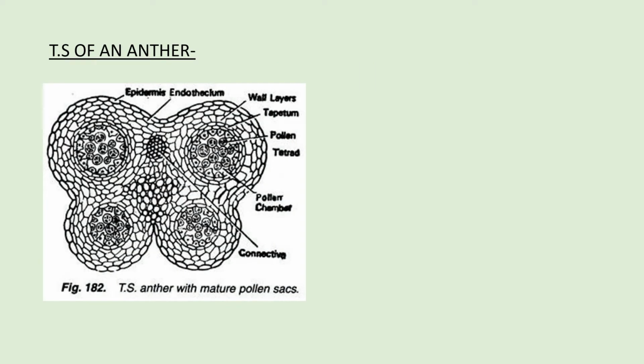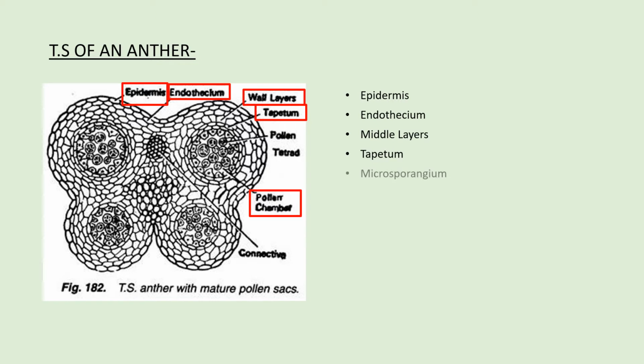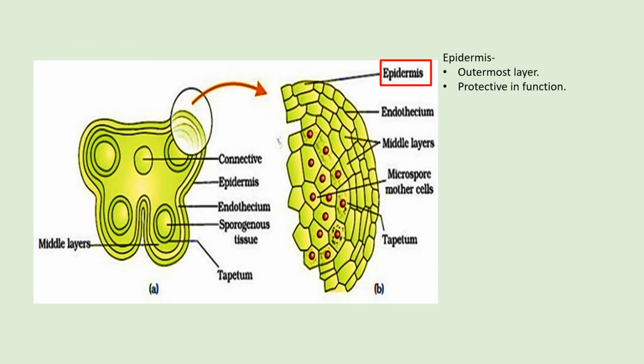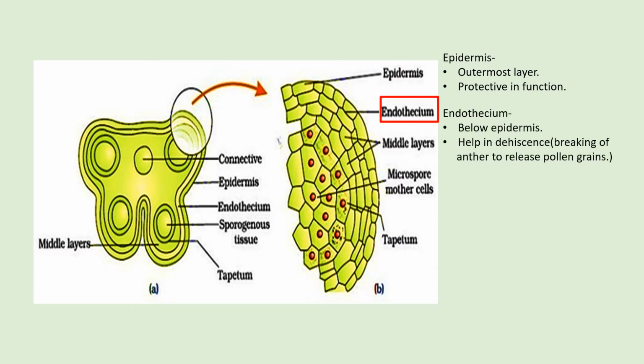T.S. of an anther. Parts of an anther are epidermis, endothecium, middle layers, tapetum, microsporangium, and pollen grains. Epidermis. It is the outermost protective layer. The cells of epidermis are flat and compactly arranged. Endothecium. It is a single layer which is present below the epidermis. These cells can absorb water to help in dehiscence of the anther when it matures.